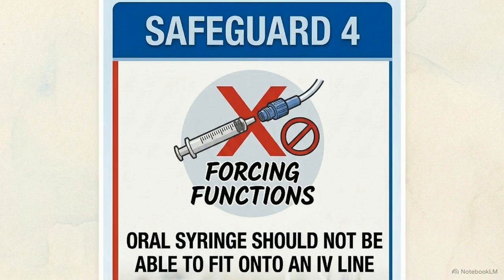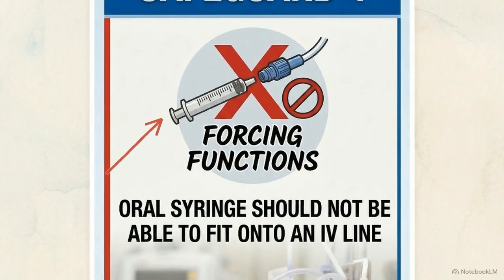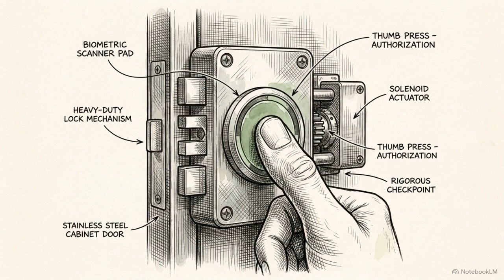We also employ forcing functions, engineering controls that make an error physically impossible. For example, an oral syringe designed so it cannot physically connect to an intravenous line. Because human vigilance is limited by fatigue and stress, these safety measures must be hardwired into the physical environment.